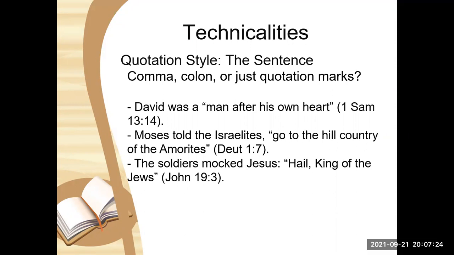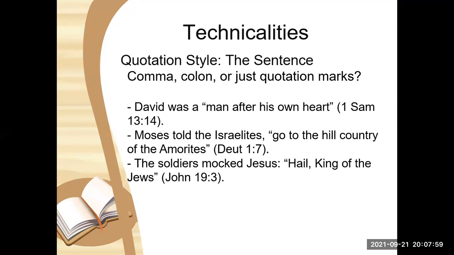The second one is my contrast to that. Moses told the Israelites, go to the hill country of the Amorites, Deuteronomy. So in this case, Moses told the Israelites is an introductory phrase. It gets a comma because it's not running directly into that passage, but introducing it. It would work the same if I said, and in the Bible, it is stated, go to the hill country. Or Deuteronomy 1:7 claims, go to the hill country of the Amorites.